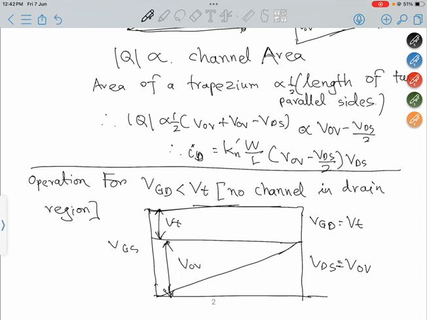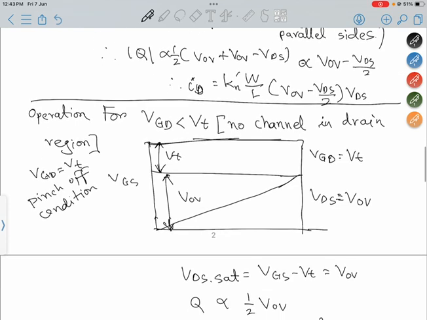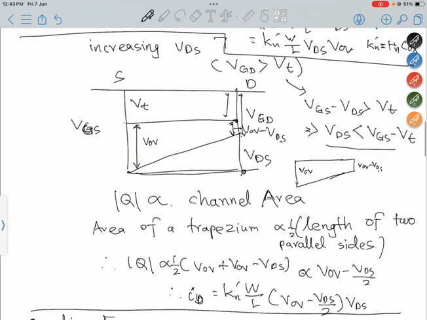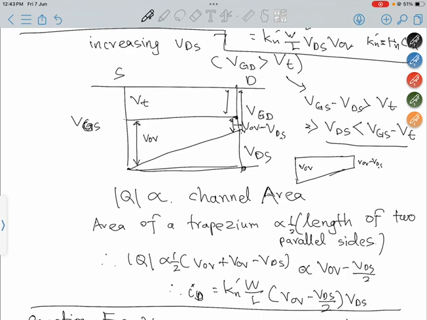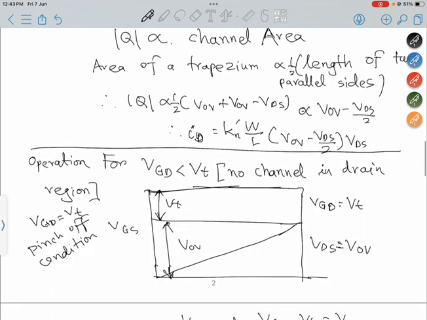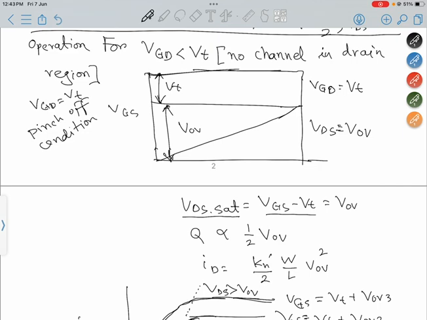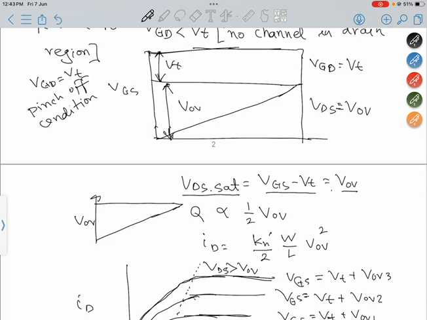Now consider the operation when VGD is less than VT. That means there is now no channel in the drain region. When VGD equals VT, this is called the pinch off condition. Now VDS saturation will be equal to VGS minus VT. From here, VDS is less than VGS minus VT for the second region. For pinch off, VDS saturation equals VGS minus VT, which equals the overdrive voltage. Now again using the trapezoidal rule to determine the area of the channel, Q will be proportional to half overdrive voltage. So ID will be equal to Kn dash by 2 W by L overdrive voltage square.